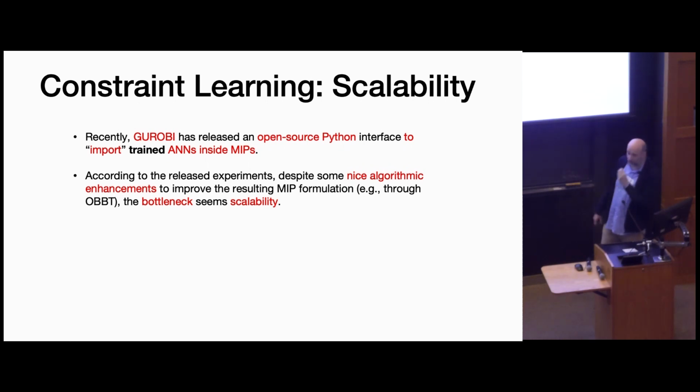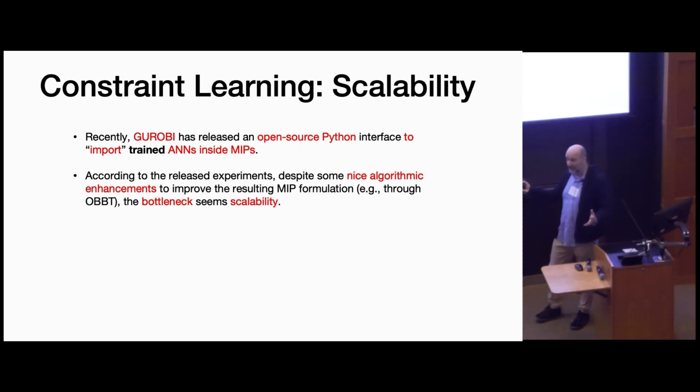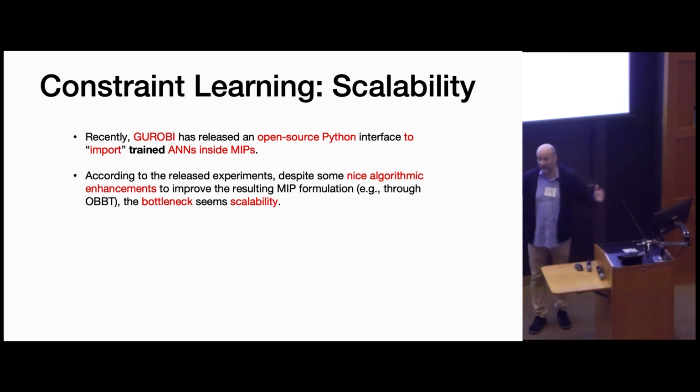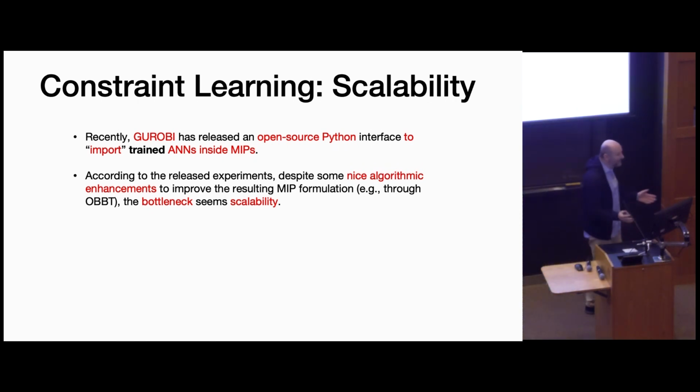But one clear problem about this is that we tend to use over-parameterized neural networks that are actually very big, and then when you include them into a MIP model, it makes the model gigantic, especially, I mean, it's linear now, it's not quadratic anymore, so good news.